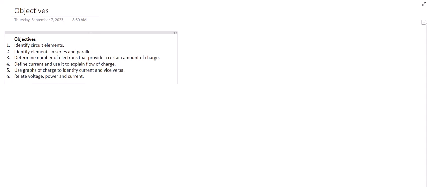So identify circuit elements, so be able to see what sorts of things are in a circuit. Identify elements in series and parallel. And actually, let's do that real quick because that's going to be a fundamental concept that is really important to make sure that you have. So let's look at that really quick.